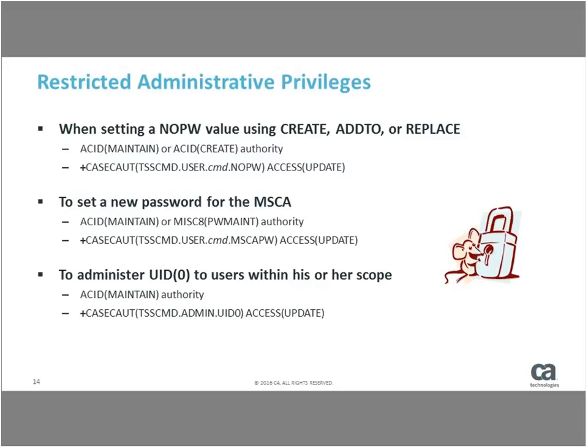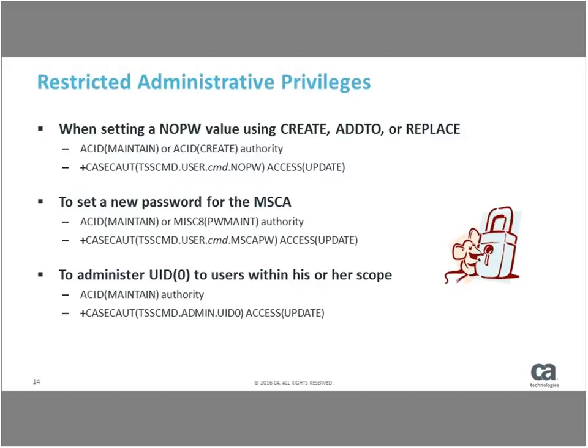So it's an addition, like a multi-factor, where you have two authentications to present. As far as setting a new password for the master SCA, we felt that needed to be further locked down, because a lot of administrators would have ACID maintain already, but you don't want them to have the capability of changing the master's password. So we provided the CASECAUT for that, and the entity name is MSCAPW.